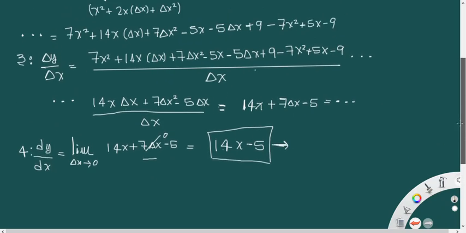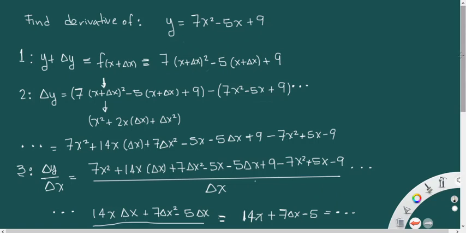So now, with this additional example, I'm confident that you now have a clear understanding of how to solve a derivative using the formal definition.